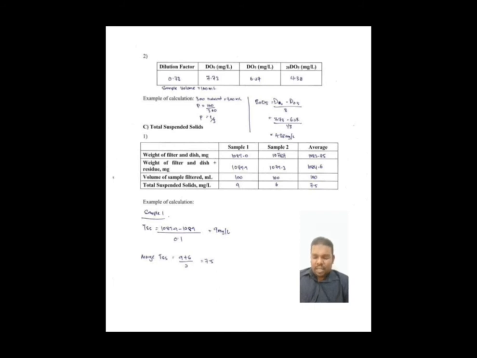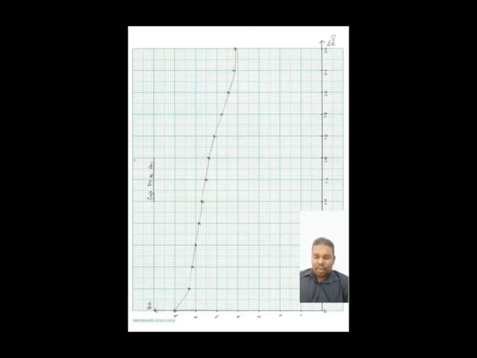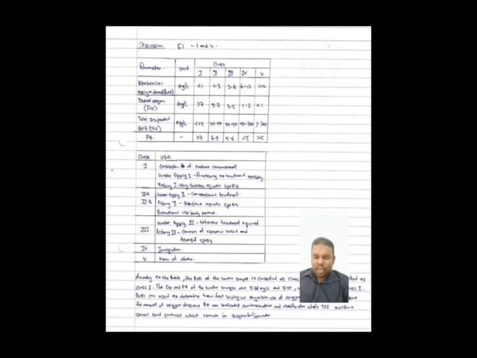Item C is the total solids, and this is the sample calculation to get the average. This is the graph that we have plotted based on the data that we received and from the calculation. As a discussion, according to the table of BOD, the sample is classified as class number 3.